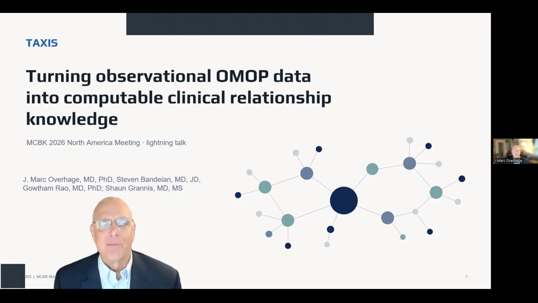I'm going to describe TAXIS, an effort to turn observational OMOP common data model data into computable clinical knowledge. The long-term goal is to support computable biomedical knowledge that can be represented, exchanged, reasoned over, reviewed, and reused.